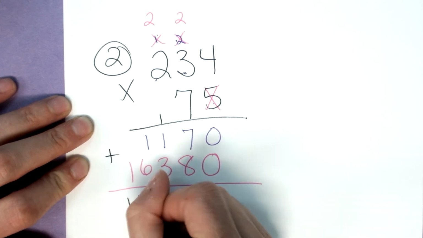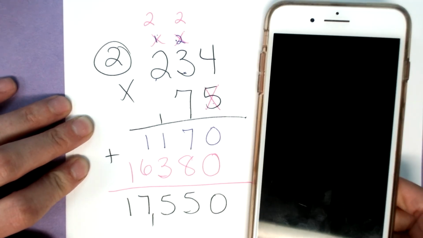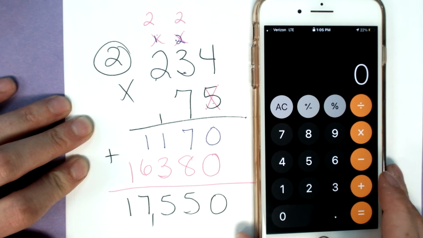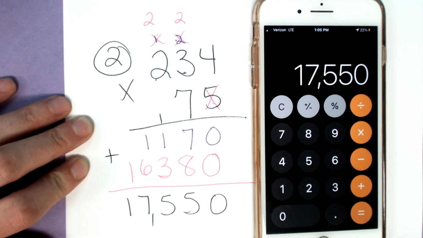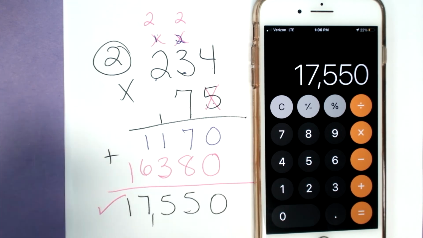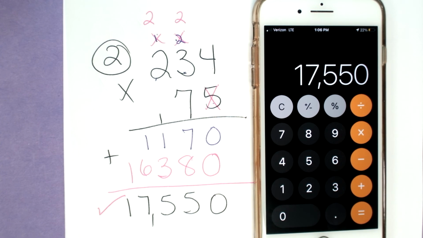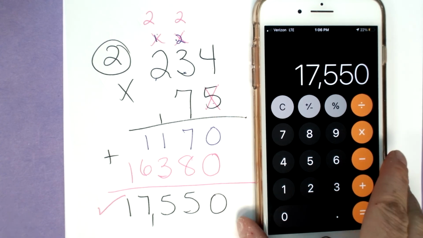Okay. Let's make sure we have the right answer. 234 times 75. Did we do it right? We did. Awesome work. Always check your work to make sure you're doing it right. All right. Let's go ahead and do number 3.